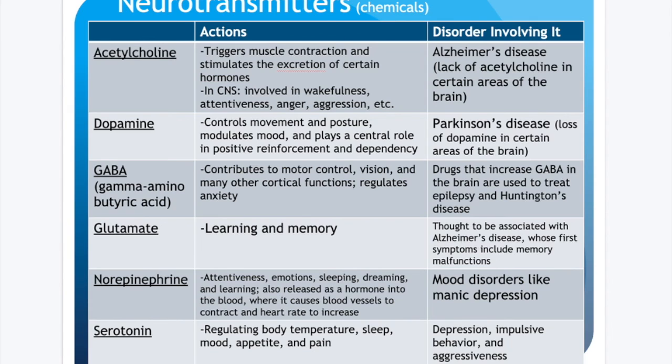So when we have disorders involving those particular neurotransmitters or chemicals that our brain produces, it is related to not having the correct amount of those being produced, and that is how it would cause a disorder.